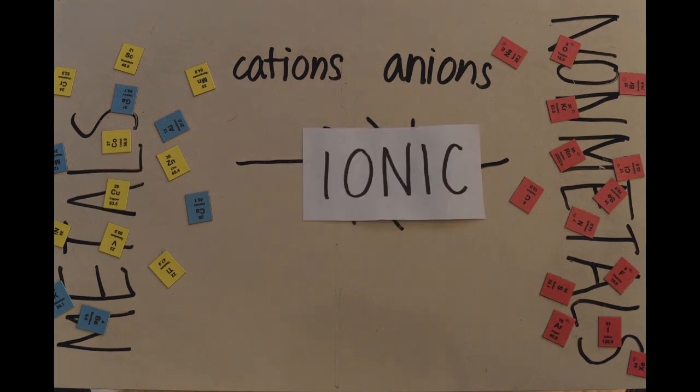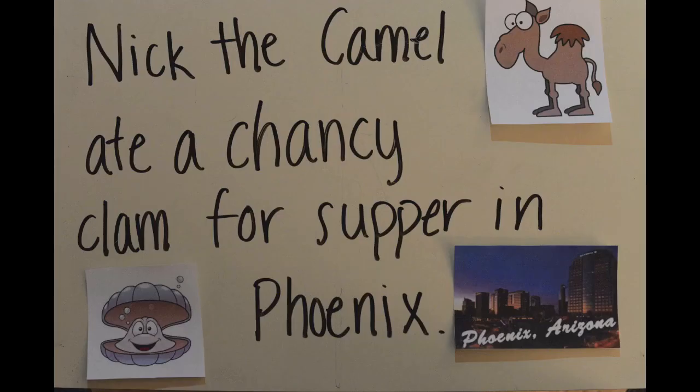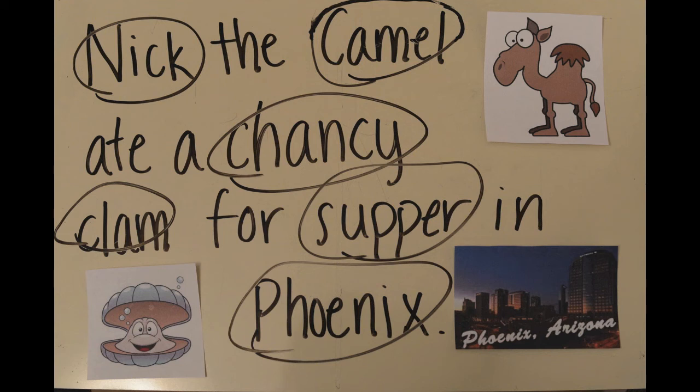Polyatomic ions are very important to be able to name compounds, so we would like to share a quick mnemonic with you now. The mnemonic is "Nick the camel ate a chancy clam for supper in Phoenix." Note, this is only for the -ates with oxygens. The important words to use in the sentence are Nick, camel, chancy, clam, supper, and Phoenix.